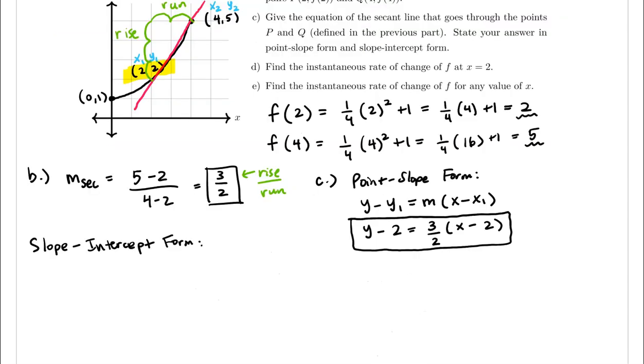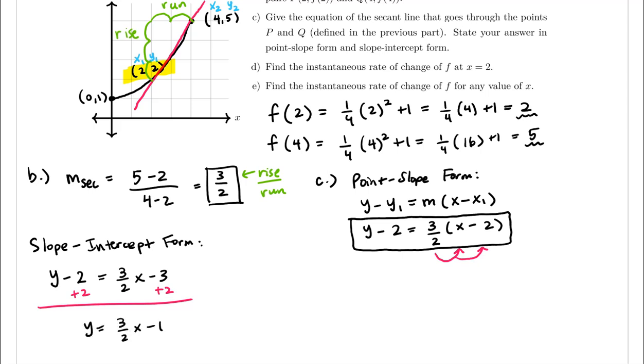Part C also wants us to give the equation of this line in slope-intercept form. So the way that I would do that is I would isolate y, but before that I'm going to distribute 3/2 into my parentheses. That would give us y minus 2 is equal to 3/2 x minus 3. And then from here I'd like to add 2 to both sides. And then we get y equals 3/2 x minus 1. So here is the equation of our line in slope-intercept form.